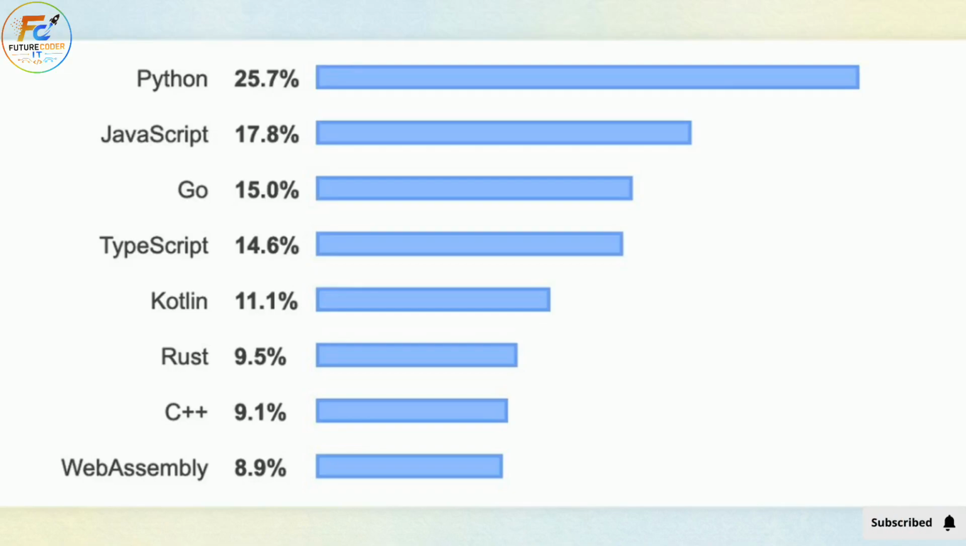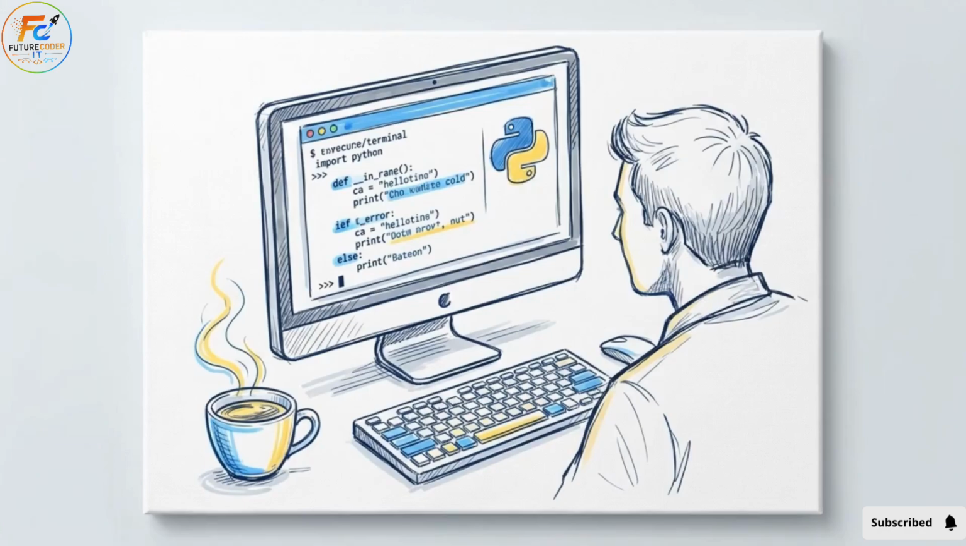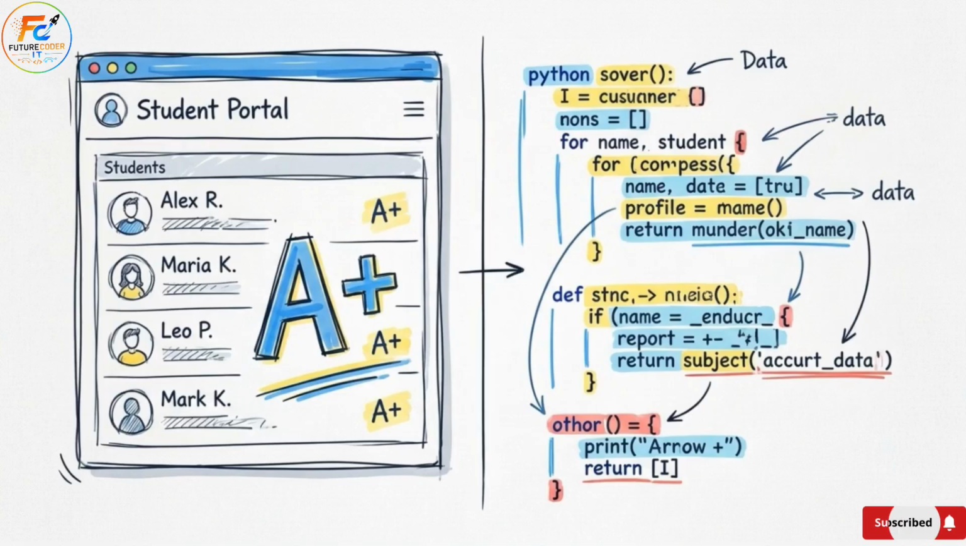Welcome to the course. This chart shows the top programming languages used by developers today, with Python holding a clear lead at nearly 26%. Many courses teach Python by making you memorize abstract theory. Today, we are taking a different approach. We are going straight into writing real functional code. By the end of this lesson, you will build this, a smart student portal.